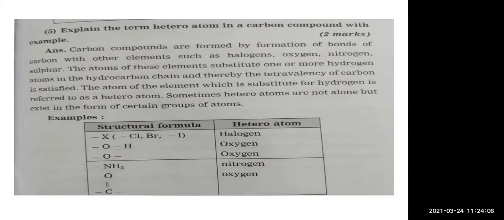Here sometimes heteroatoms are not alone, but exist in the form of certain groups of atoms. So here you can see X means chlorine, bromine or iodine, the halogen groups. Then oxygen, OH group from the alcohol group, O and H. Then simply oxygen group. Then nitrogen group from the NH2. Then C double bond O, that is from the ketone group, one of the oxygen. These are all the heteroatoms.